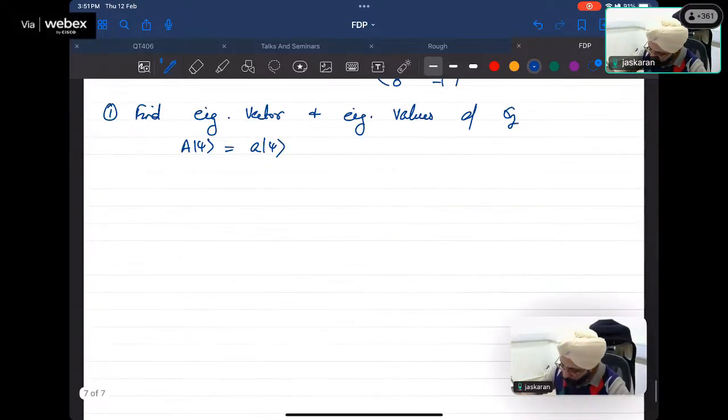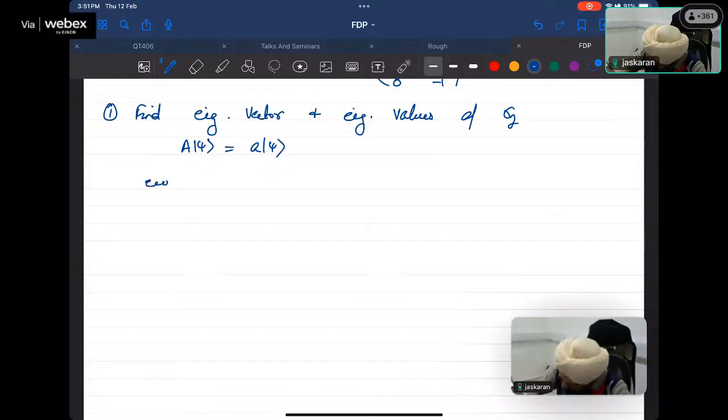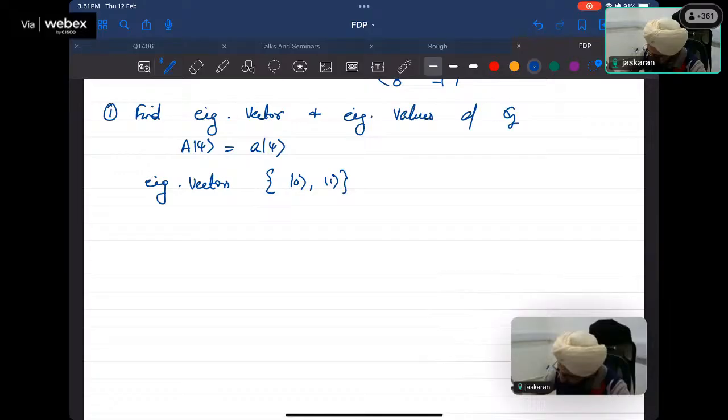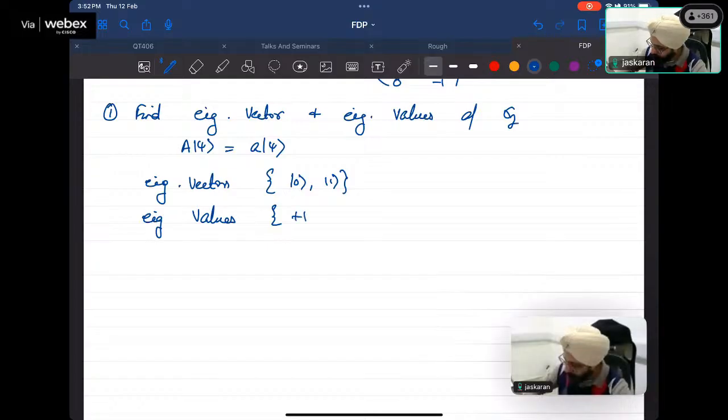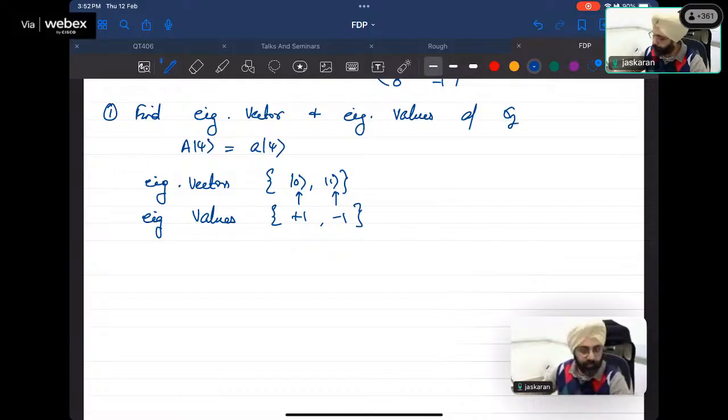Once we have done this, I am now skipping the step. The eigenvectors we will find are ket 0 and ket 1, and the eigenvalues corresponding to these eigenvectors are plus 1 and minus 1. So the plus 1 eigenvalue corresponds to ket 0 and the minus 1 eigenvalue corresponds to ket 1.